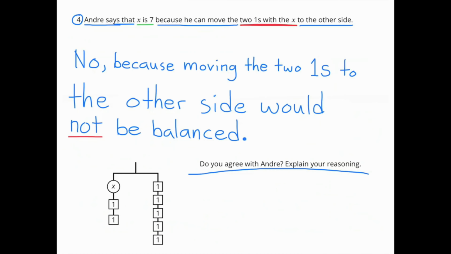Number 4. Andre says that x is 7 because he can move the 2 1s with the x to the other side. Do you agree with Andre? Explain your reasoning. No, I don't agree with Andre because moving the 2 1s to the other side would not be balanced. If x plus 1 plus 1 balances with 1 plus 1 plus 1 plus 1 plus 1, that's like saying x plus 2 balances with 5. And if Andre were to take the 2 1s from the x side and add it to the 5 on the other side, x would not be balanced with 7, because this illustration shows that x plus 2 balances with 5.